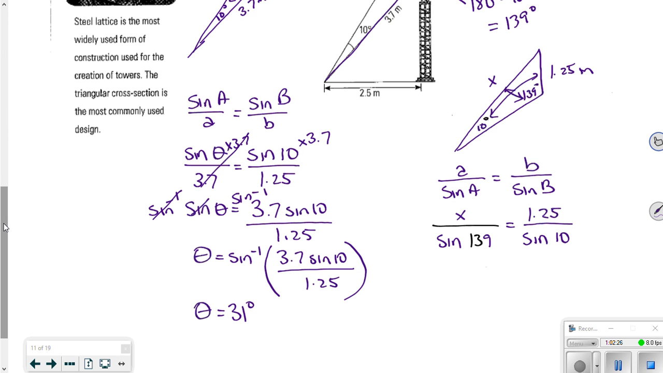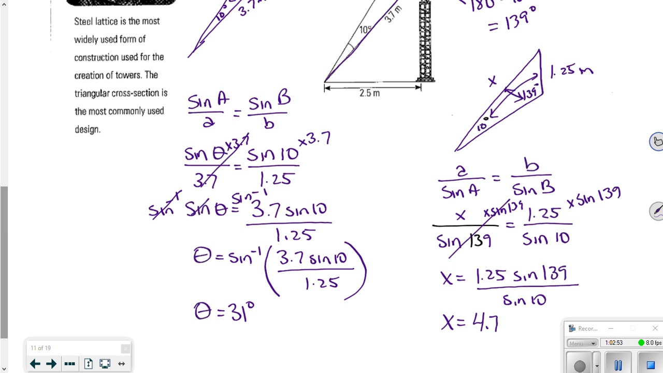Then times by sine of 139, to get my x by itself, makes this cancel out. x equals 1.25 times sine of 139 divided by sine of 10. So if I work it all out, x equals 4.7. I go back to my original diagram to see what my units were. It was measured in meters, 4.7 meters.